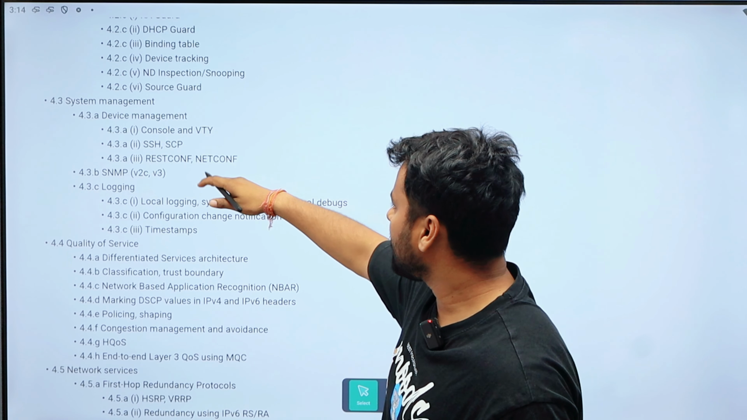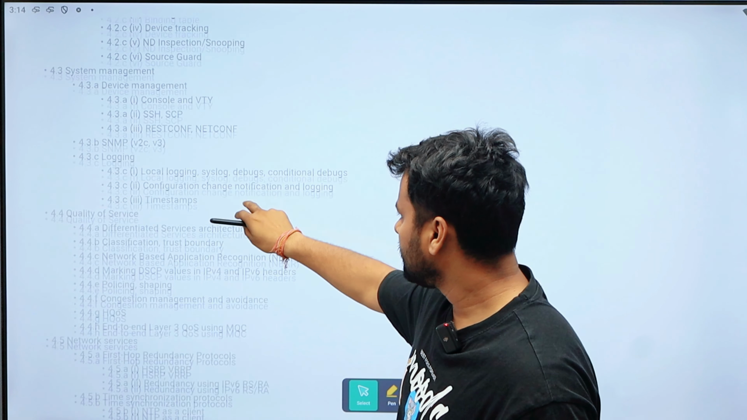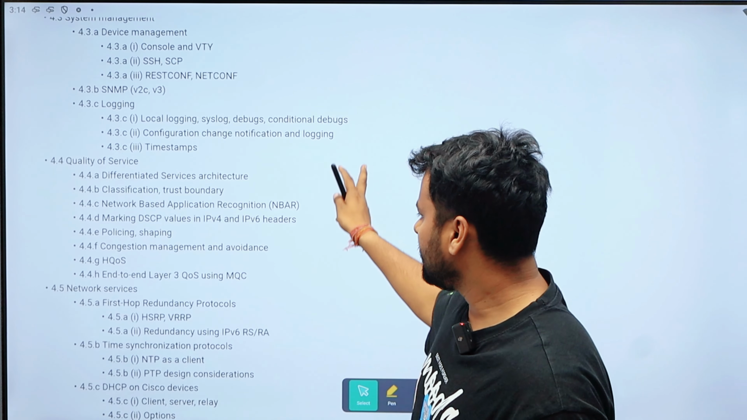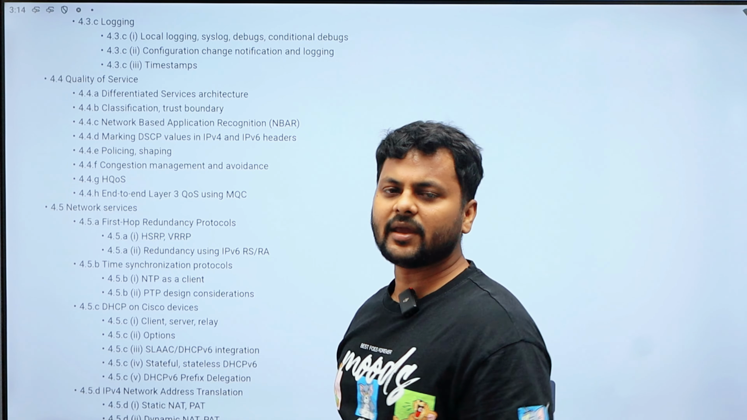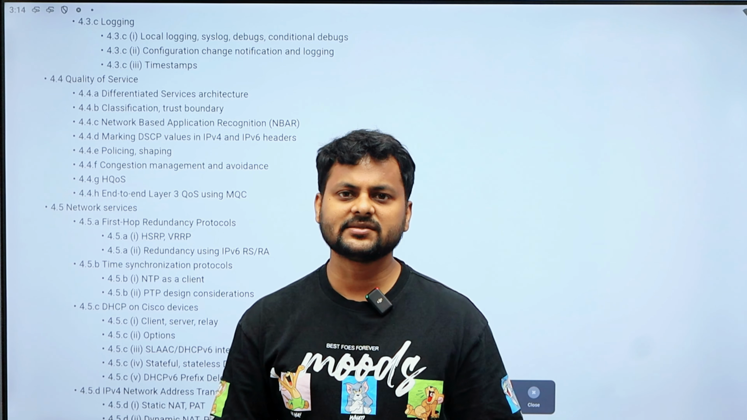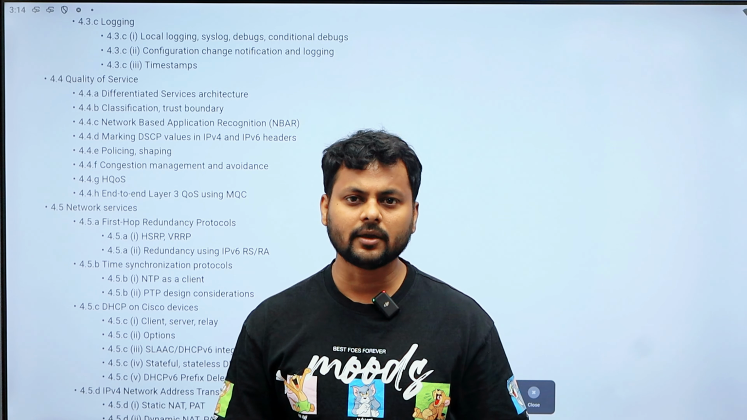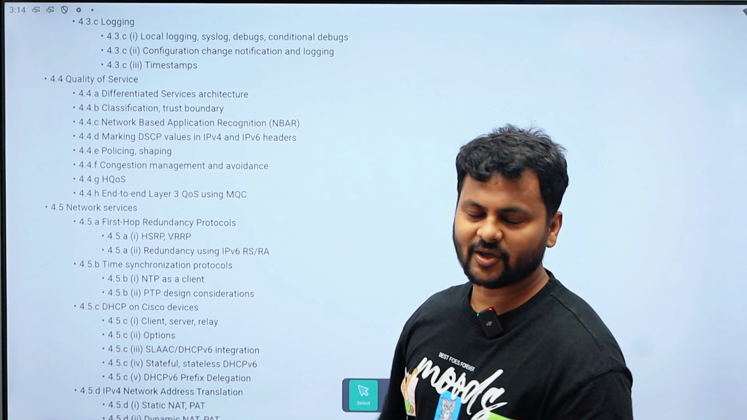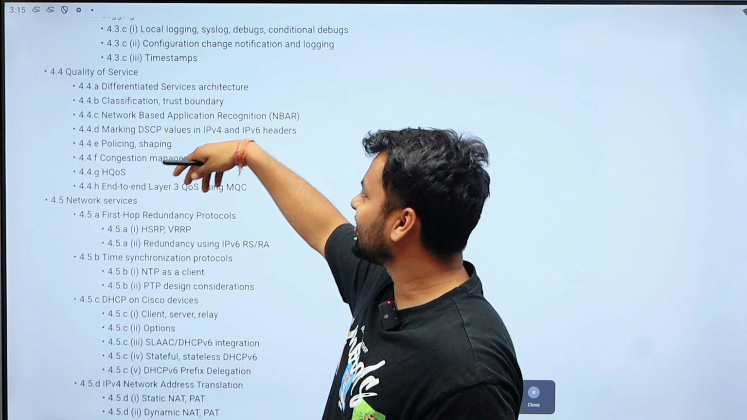Then we have device management, how we can access the device through NETCONF, RESTCONF, SSH and VTY. Then we have some logging like SNMP and the syslog. Finally, we have quality of service, love it. We have how we can do the policing, shaping. Then we have DSCP classification and marking. Then after that we have NBAR and the congestion management and avoidance, right? So we have complete things in the QoS part.